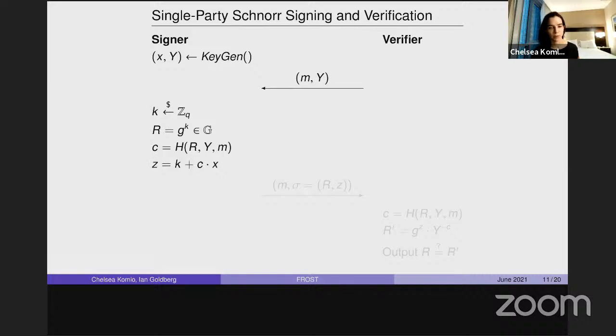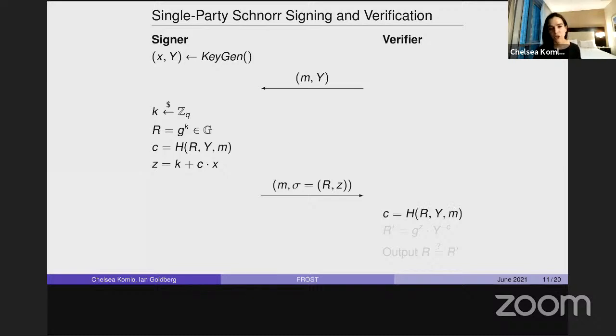Essentially the response is a zero knowledge proof of knowledge of x, but bound to this challenge c. So you're proving knowledge of x with respect to this challenge, which is the commitment, public key, and the message. And so this signature is essentially just the commitment and the response with respect to the message m.